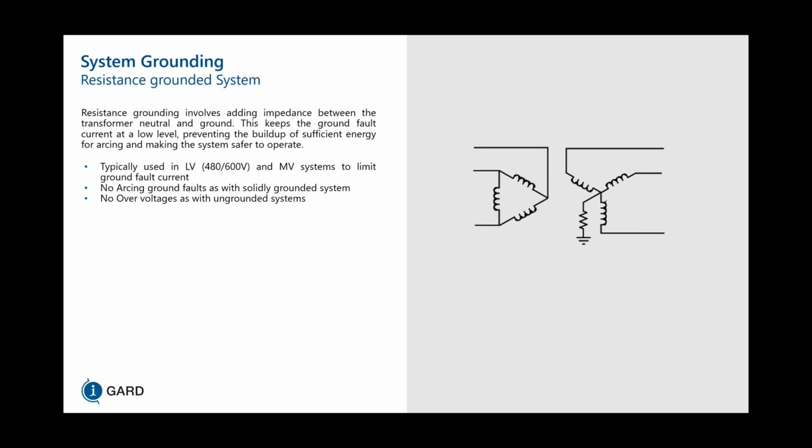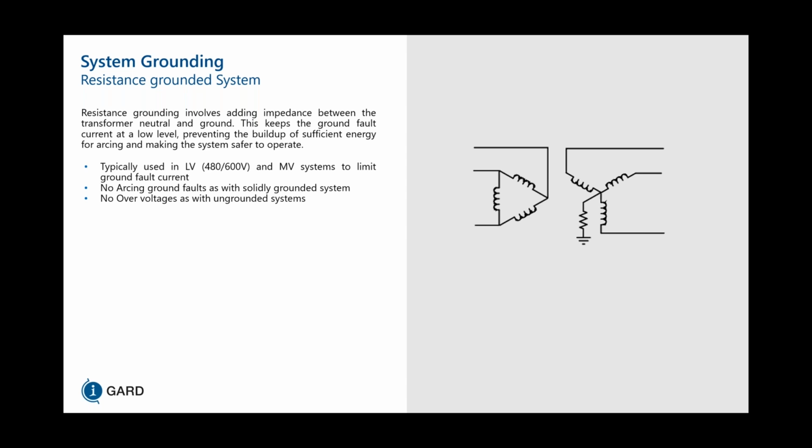So resistance grounding involves adding impedance between the transformer neutral and ground. This keeps the ground fault current at a low level, preventing the buildup of sufficient energy for arcing and making the system safer to operate. It's typically utilized in low voltage and medium voltage systems to limit ground fault current. There are no arcing ground faults as with solidly grounded systems when the ground fault is of the phase to ground type. We're limiting that fault current and there's insufficient energy for the arc to restrike and therefore it extinguishes itself.